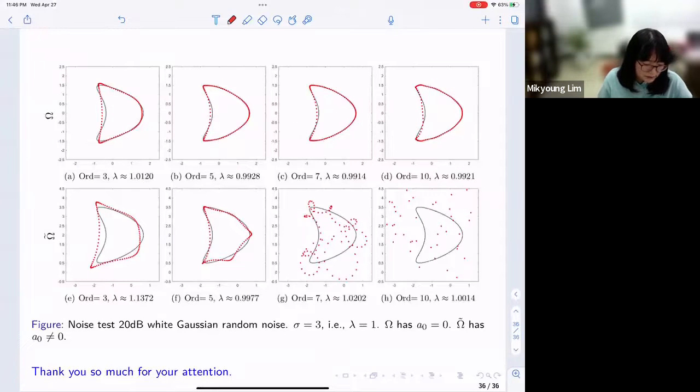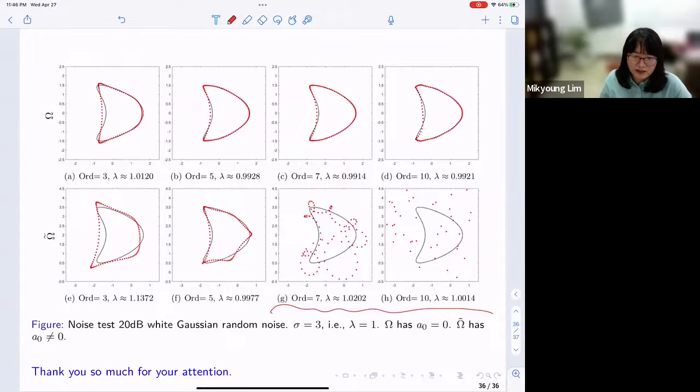And so this is a result with random noise. Interestingly, the omega and omega tilde have the same shape, except that now the A0 and the location of the domain is now shifted. If A0 is 0, then the reconstruction is quite robust with the random noise. But when A0 is not 0, then you see that it's more sensitive to the noise.